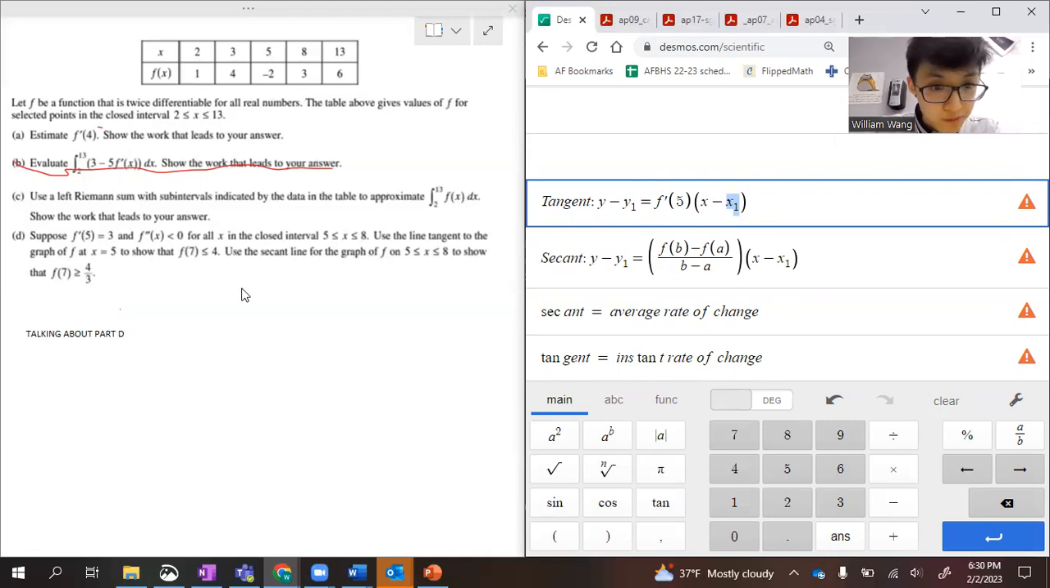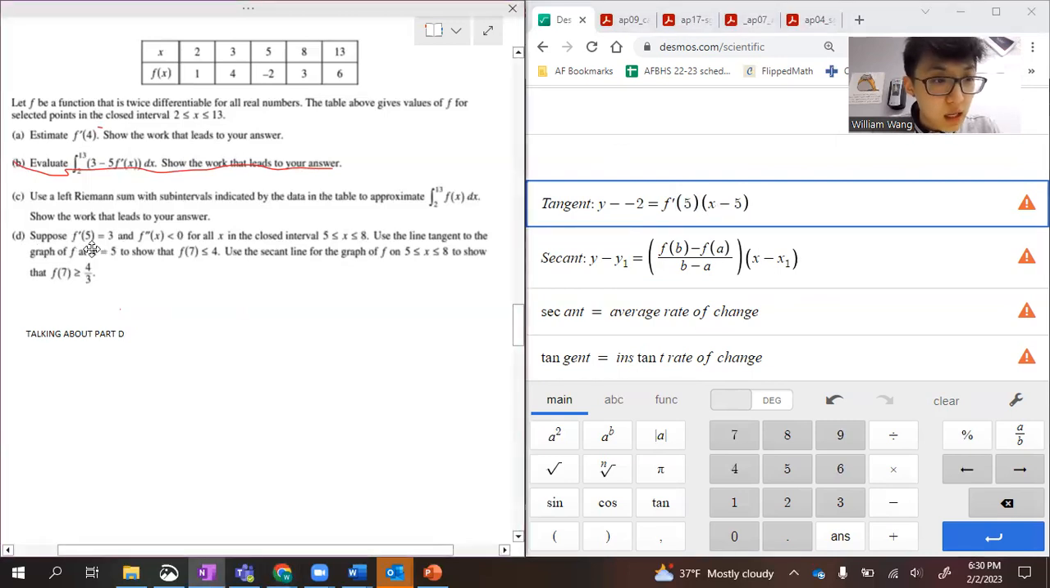So in this case, use the line tangent to the graph of f at x equals 5. At x equals 5, one of my points is x is equal to 5, and y is equal to, according to my table, -2. So y minus -2 is equal to f prime of 5 times x minus 5. All right. And what else do I notice? f prime of 5 is 3. They tell me that. Cool. So I actually found my tangent line.